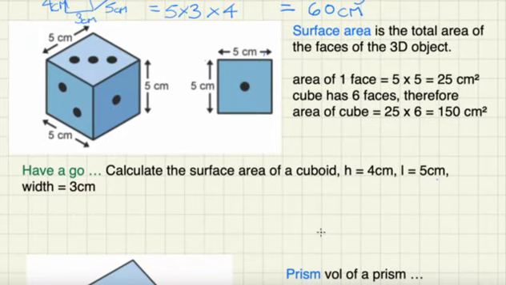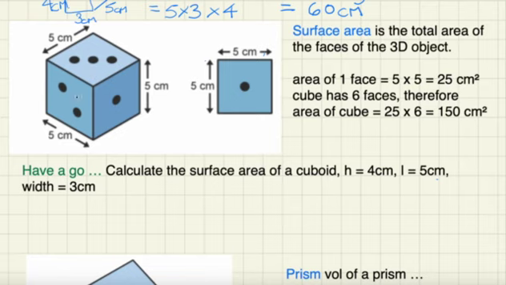So that's volume. Let's have a look at surface area now. Surface area is the area that covers the surface of the object. So here we have a dice, or a die, and it measures 5 centimeters by 5 centimeters, a pretty big one. And it's made up of 6 faces.